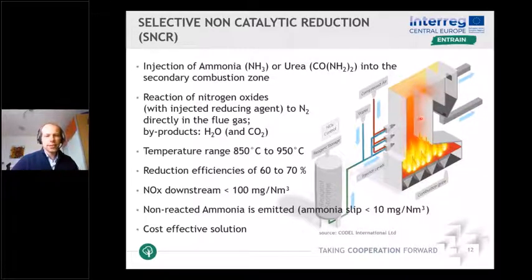Reduction efficiencies are possible in the range of 60 to 70%, which can then bring down the nitrogen oxide content in the flue gas to below 100 milligrams per normal cubic meter. What has to be considered is that the non-reacted ammonia is emitted. This is also referred to as ammonia slip, which is usually below 10 milligrams per normal cubic meter. And as I already said, still this is a rather cost-effective solution.